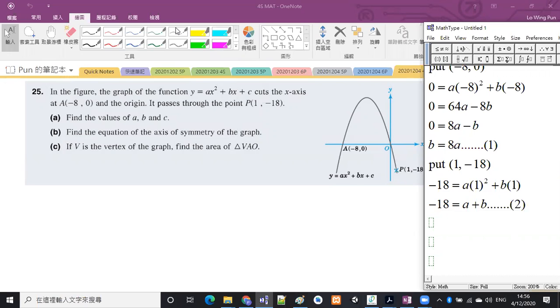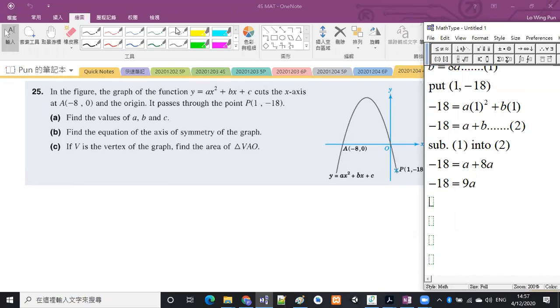So we have equation 1, equation 2, and in equation 1, B is already the subject of the equation. So we can directly substitute equation 1 into equation 2. Okay, so -18 is equal to A plus 8A. So -18 is equal to 9A, which means that A should be equal to -2. Okay, if A is -2, then B will be equal to 8 times A, and B should be -16. Okay, and that is how we can find the values of A, B, and C.